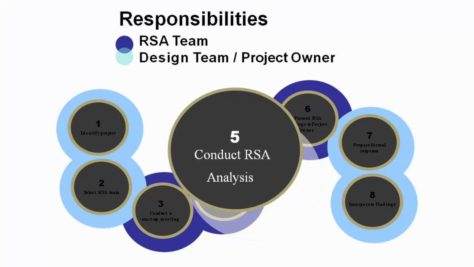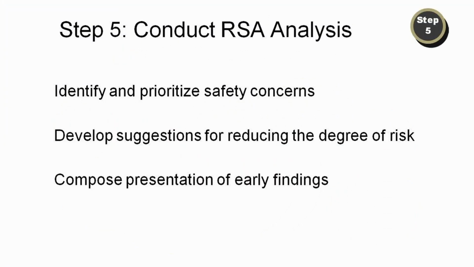Step 5 is to conduct the road safety analysis. In this step, the RSA team will identify and prioritize safety concerns, develop suggestions for reducing the degree of risk, and compose a presentation of findings. Once that field review is done and we've looked at every direction, we've evaluated any potential cause of concern that somebody may have had driving through the roadway, then we'll go back, we'll compile all that data and sit down and try and prioritize which of the issues need to be addressed, which may be something we saw but is not a real issue, or something that can be a lower priority concern on the roadway.